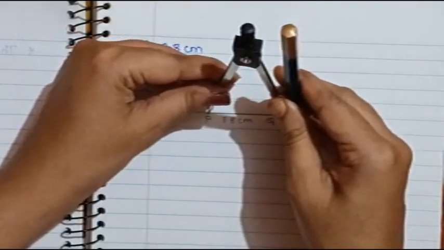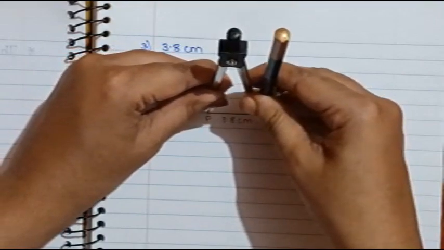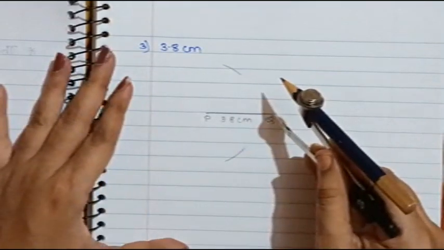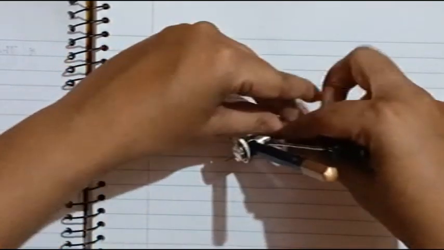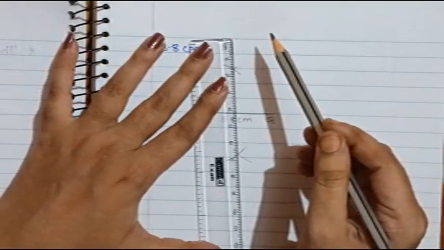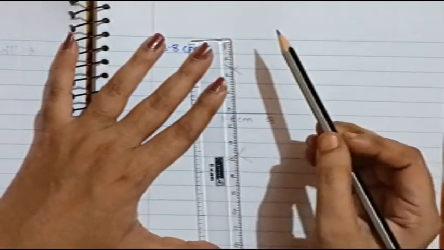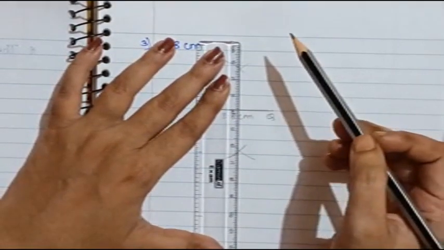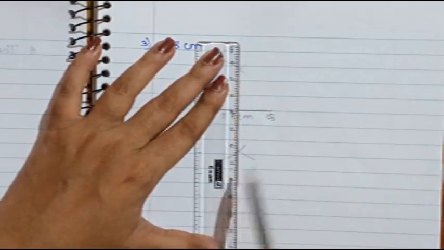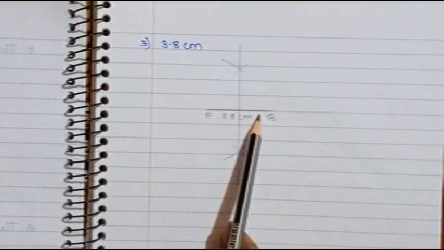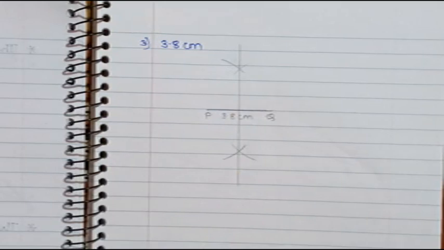So I'll place the rounder on the point P and I'll take more than half and then I'll draw the arcs from both the points, and then I'll draw a line. And now students, I will draw the line. Okay, so this line segment 3.8 centimeter is bisected with a perpendicular line. Is that clear, everybody? Question number 1.